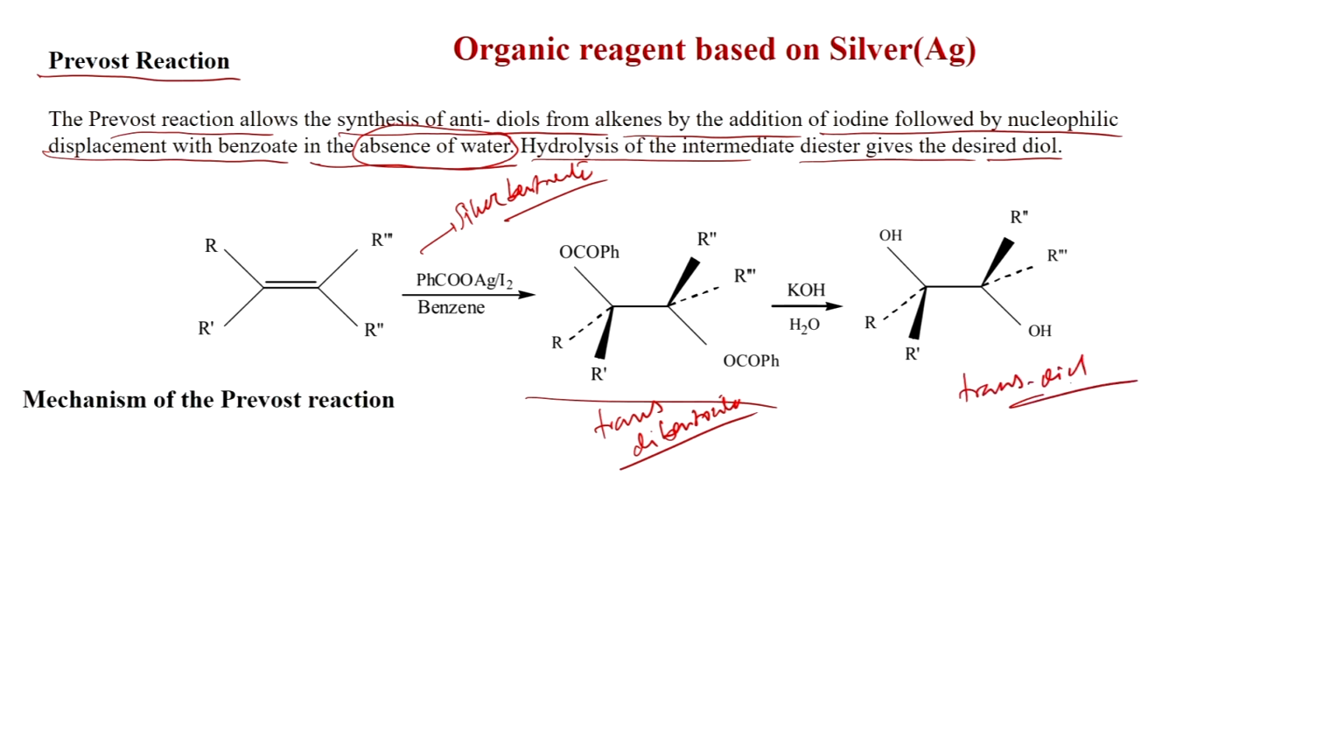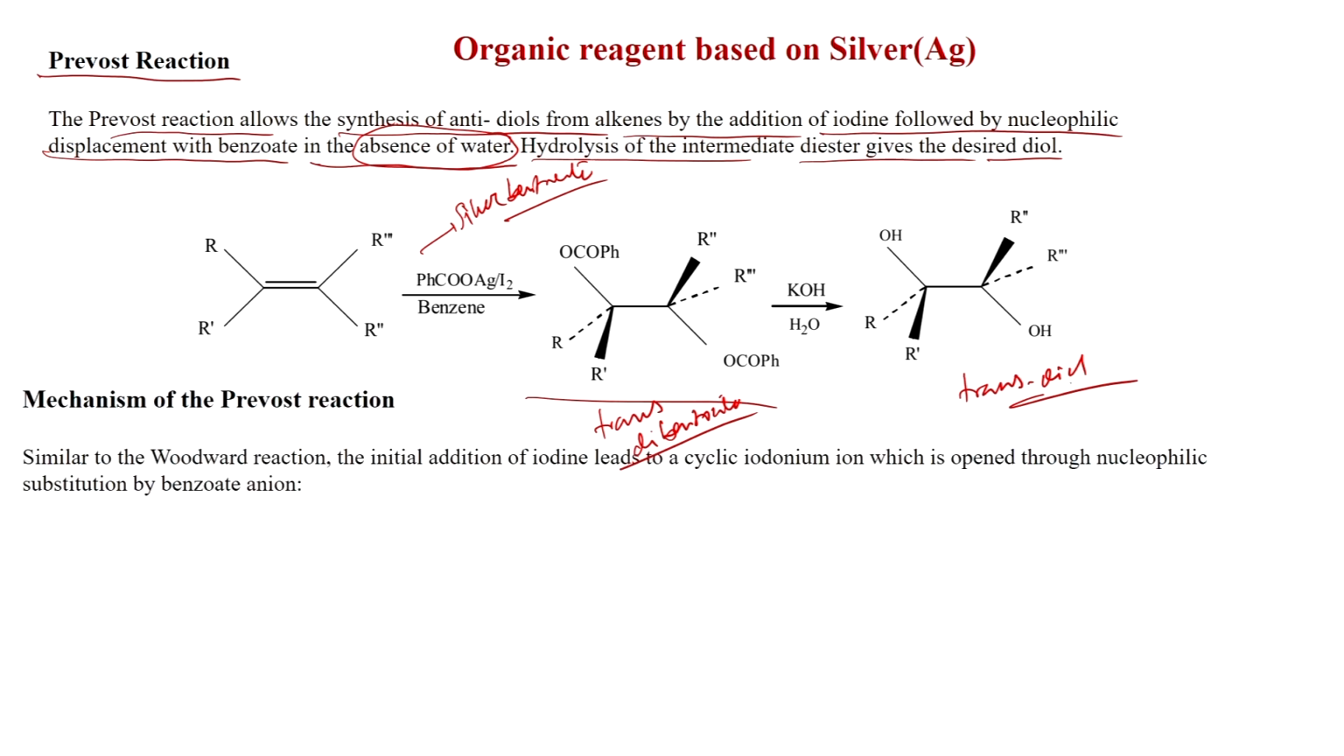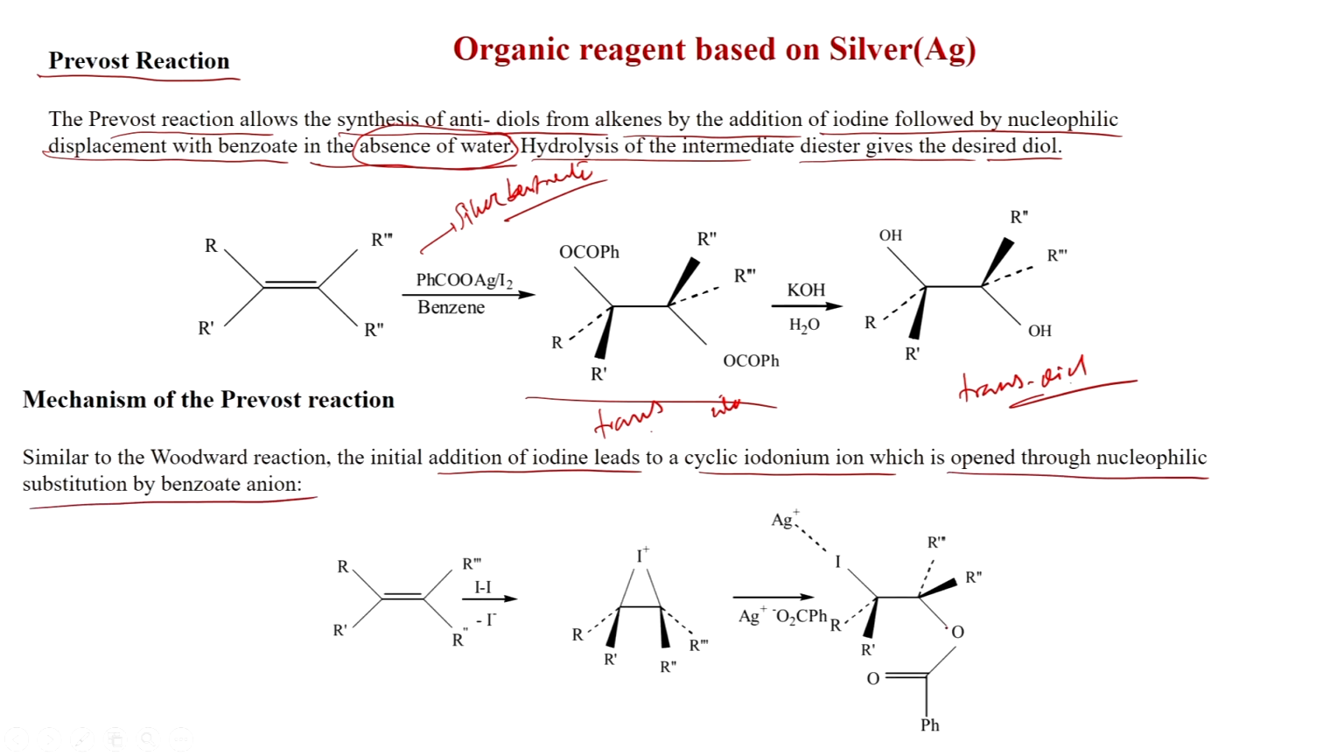So, what could be the mechanism here? Similar to the Woodward reaction, the initial addition of iodine leads to a cyclic iodinium ion, which is opened through nucleophilic substitution by benzoate anion. So, this step is similar to the Woodward reaction.